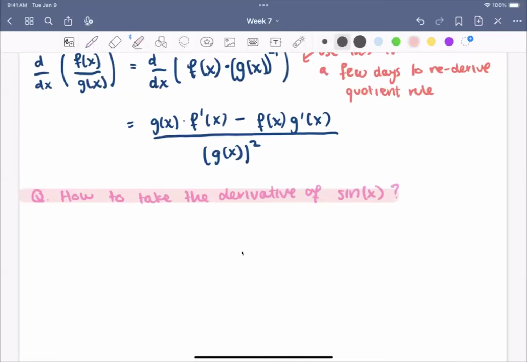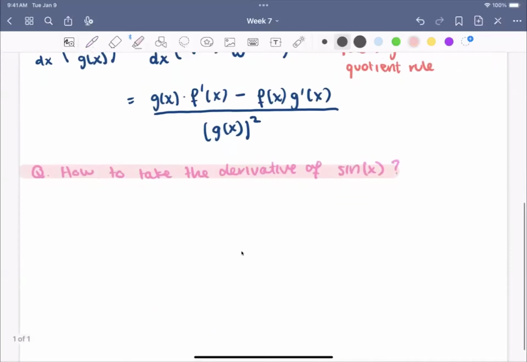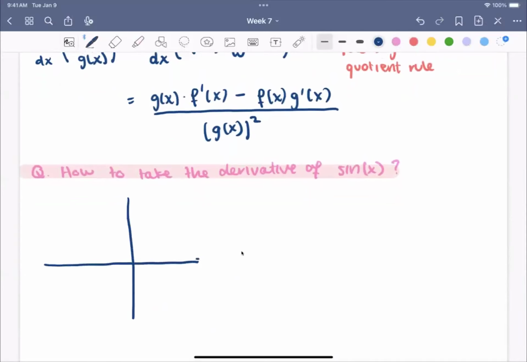So what is the derivative of sine x? So let me just draw a graph. Let me draw a graph on the left of sine x. Okay, so it looks something like this. It's 0, and then 1, and then 0, and then minus 1, and so on.